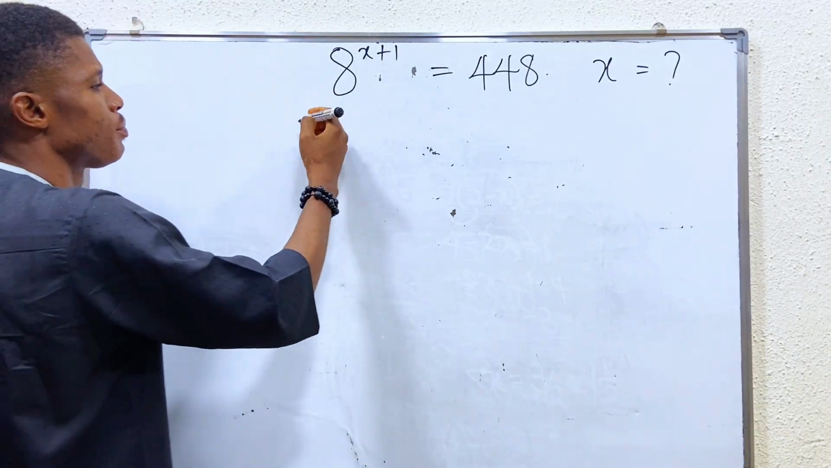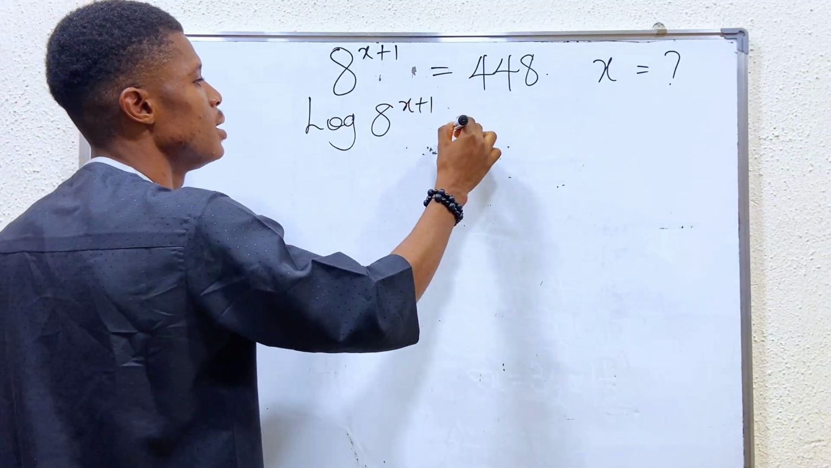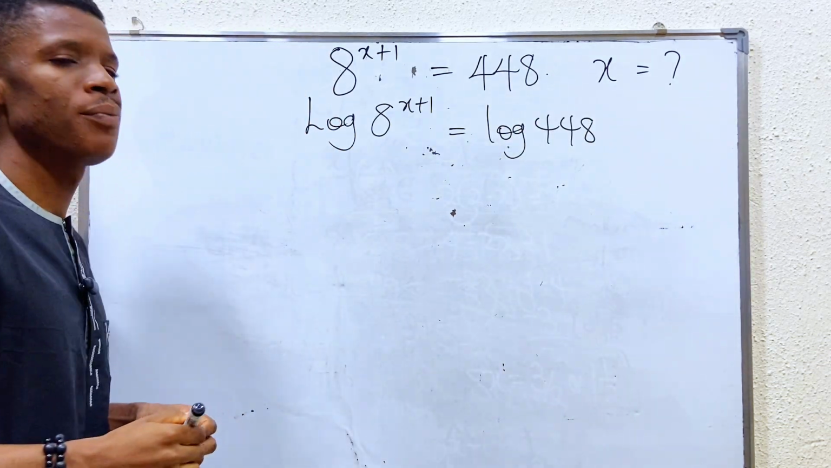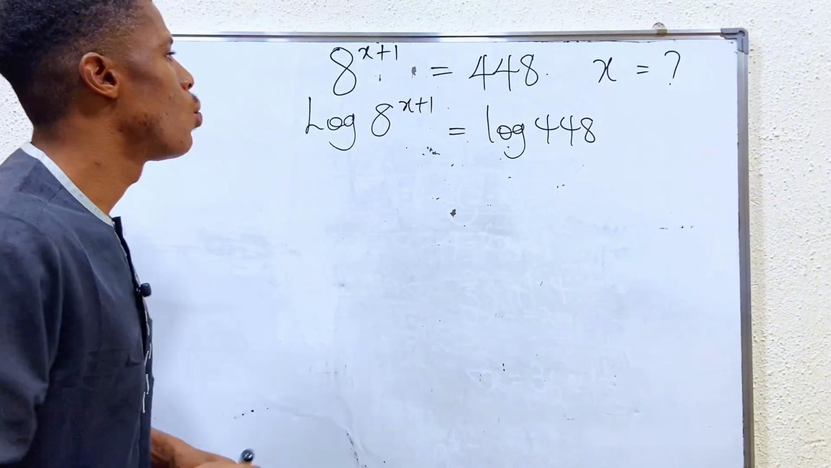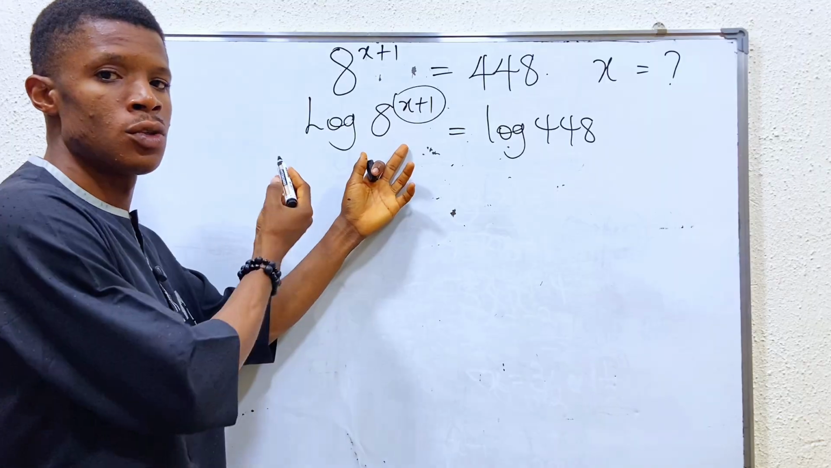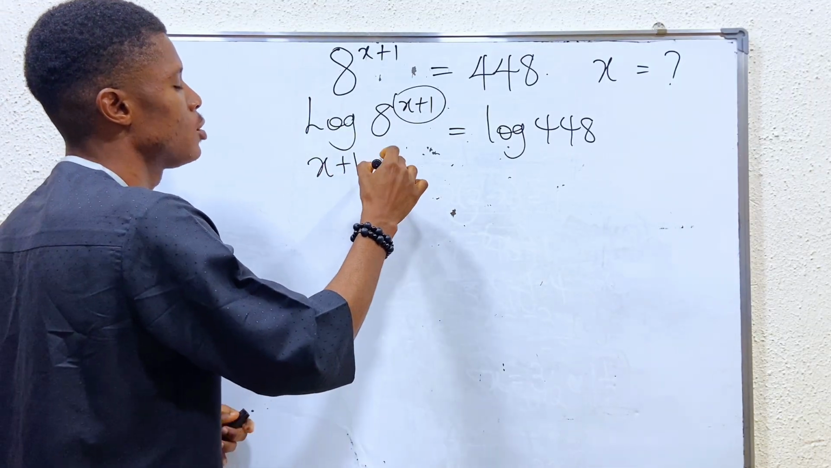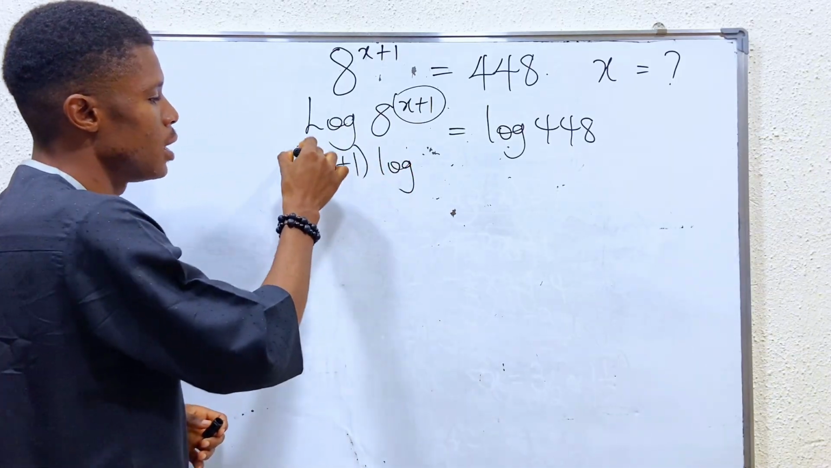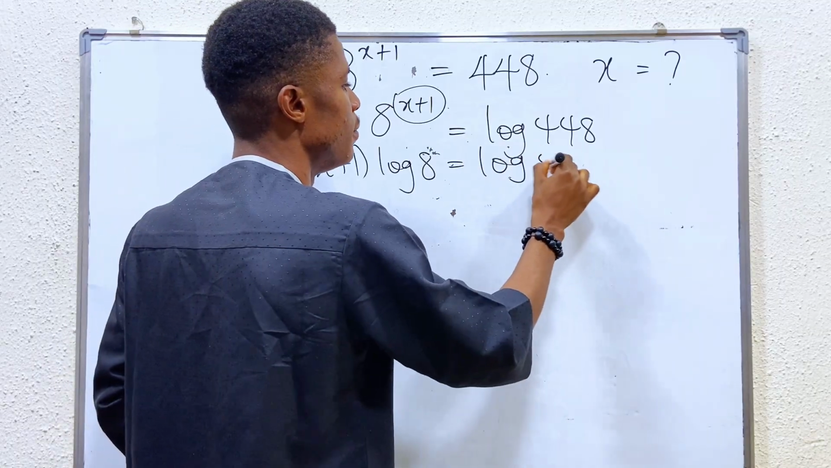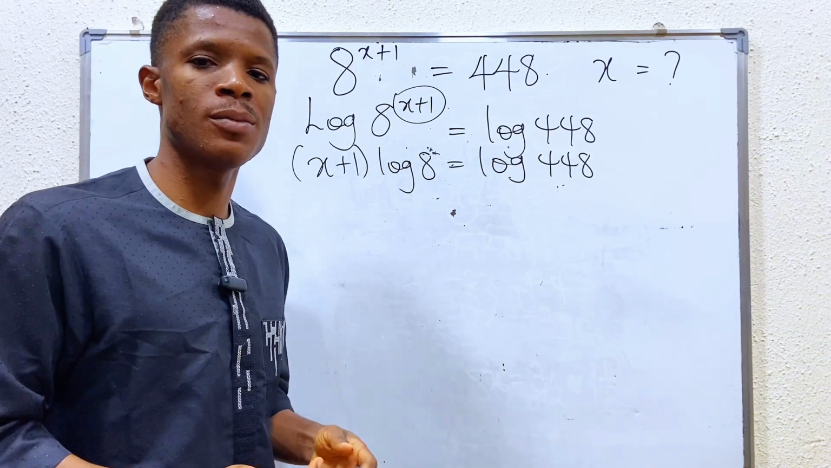So we have to take the logarithm of both sides. Log of 8^(x+1) is equal to the log of 448. From the laws of logarithm, we are free to multiply the power of the number in the log by the logarithm. So this now allows us to multiply (x+1) by log 8, and this is equal to log 448. This one doesn't have a power, so no need of multiplying.